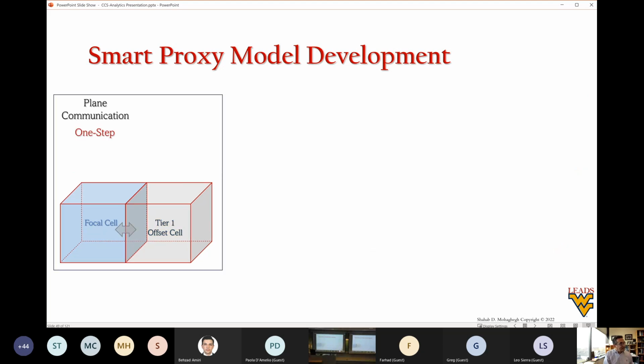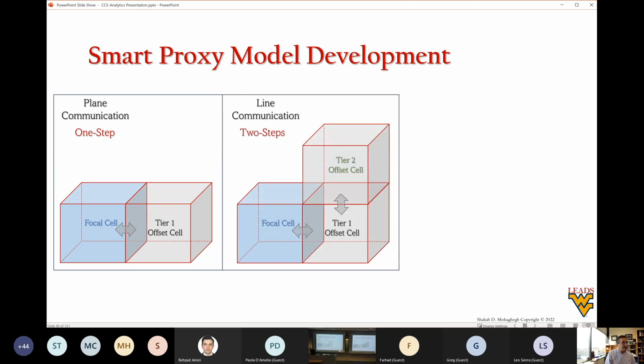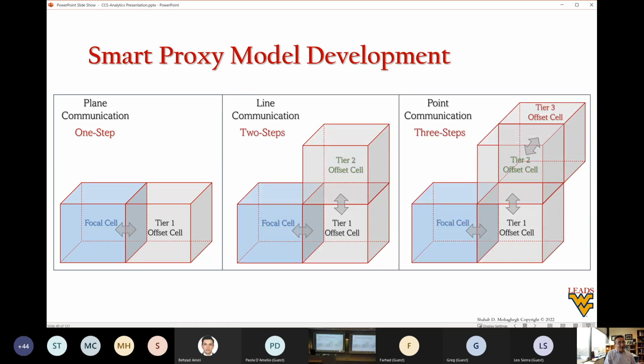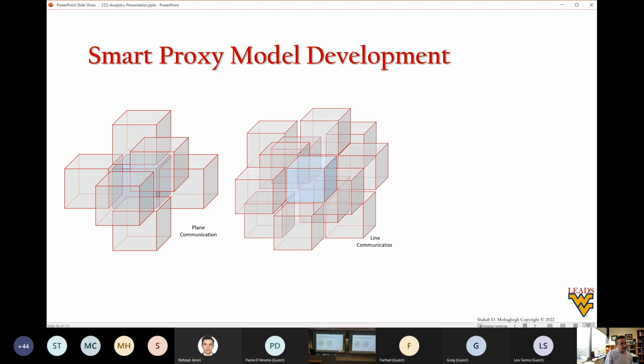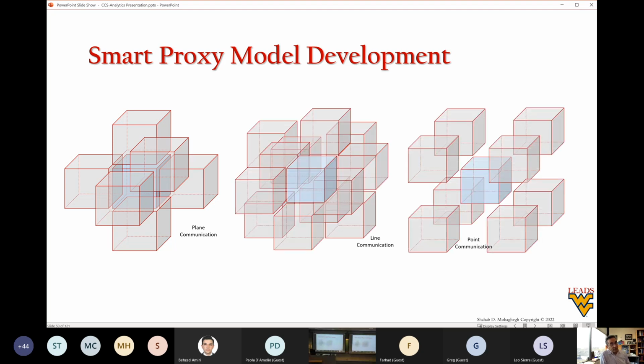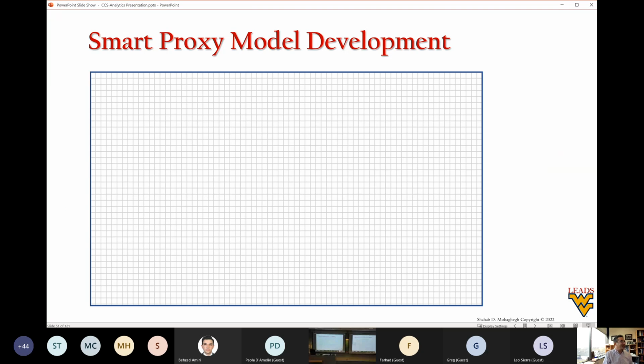With that, you have plane communication in 1 step, line communication in 2 steps, and point communication in 3 steps. So this is called plane communication, this is called line communication, and this is called point communication. This is called tier 1, tier 2, and tier 3. So you let the machine learning know what is happening here.